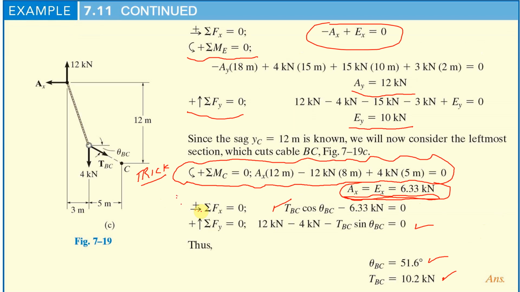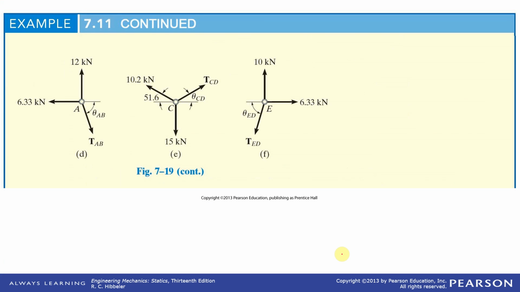Now, after that, now that we know this from the moment equation, we can get the sum of the forces in the X direction. Well, TBC cosine theta BC has to equal AX. And forces in the Y direction, TBC sine theta plus 4 kilonewtons has to equal 12. So between these two, you can get the angle and the tensions, and you can work through the rest of the problem the same way.